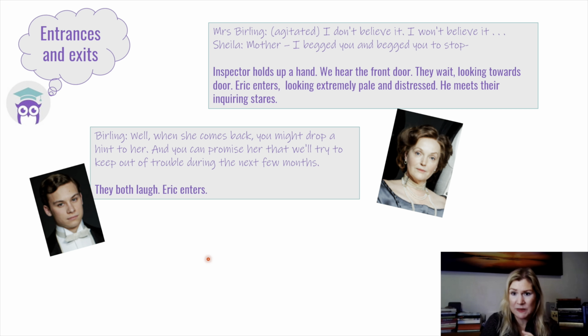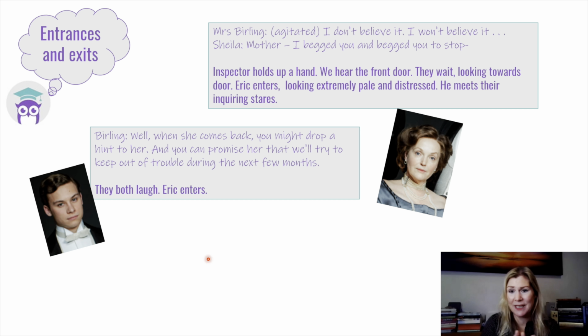Another one that I wanted you to look at is Mrs. Birling. So this is at the end of Act 2. Mrs. Birling, agitated: "I don't believe it. I won't believe it." Sheila says, "Mother, I begged you and begged you to stop." This is, of course, about the young woman who Mrs. Birling sent away and basically said, whoever the husband or the man that got this girl in trouble, he needs to be held accountable.